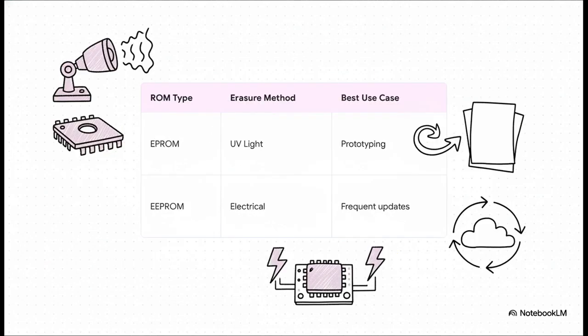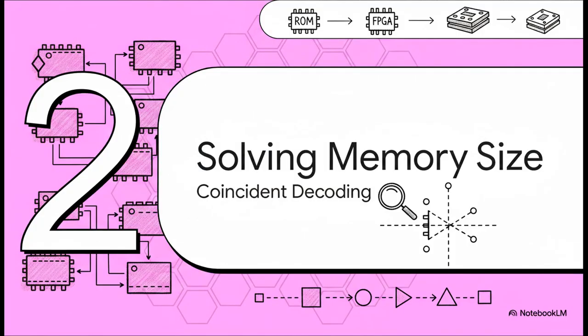Now, while your basic mask-programmed ROM is completely permanent, engineers realized pretty quickly that they needed some wiggle room, especially during the design phase. So they created erasable versions. We have EPROM, which you can literally erase by blasting the chip with ultraviolet light, super handy for prototyping when you might need to wipe the slate clean a few times. And then we evolved to EEPROM, where you can just use an electrical signal to erase it while it's still in circuit. It trades a little bit of that absolute permanence for a ton of convenience, especially when you need frequent updates.